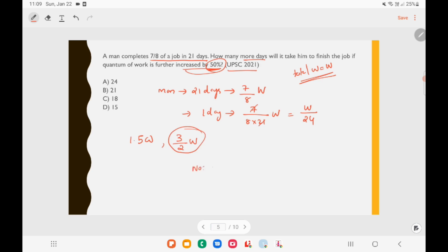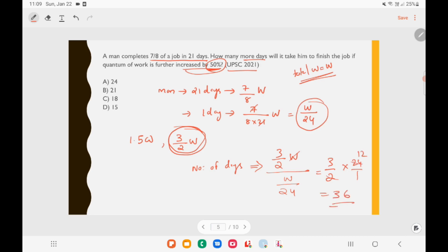So now the total work is 3 by 2 W, and we need to find the number of days for the man to complete the job. In one day he is doing W by 24 work. So total work 3 by 2 W divided by work done in one day is 3 by 2 divided by 1 by 24, or 3 by 2 into 24 by 1, which is equal to 36. So in total he will take 36 days to complete 1.5 work.